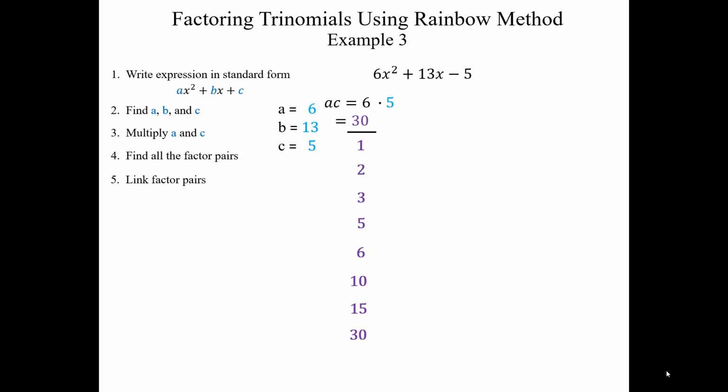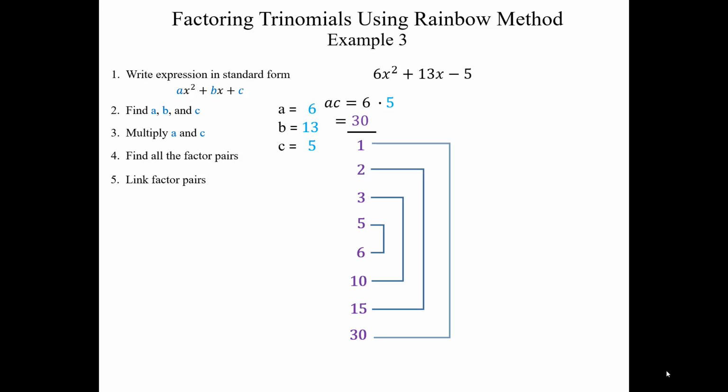So we link our factor pairs. We'll start with 5 and 6. They go together. Then 3 and 10, the 30. 2 times 15, that gives us the 30. And 1 times 30 gives us the 30. So we've linked all our pairs together.